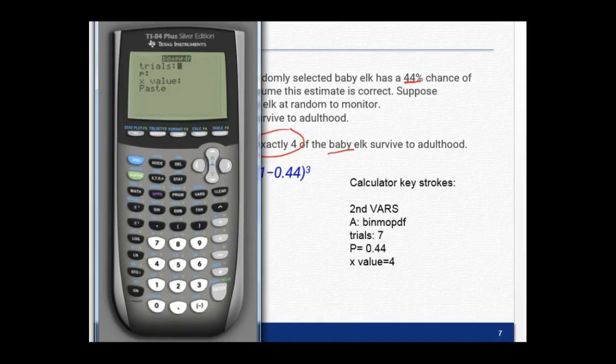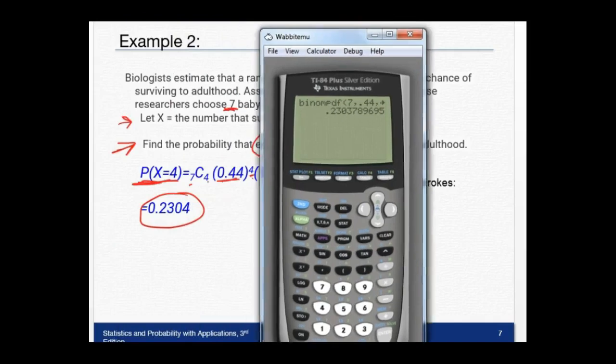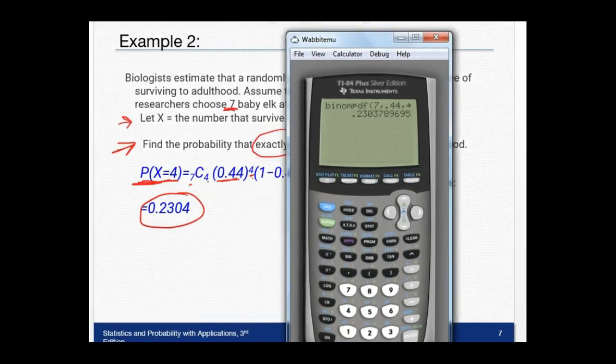Okay, A, binomial PDF. Hit enter, and it's going to ask you, okay, how many trials? Well, we chose 7 baby elk. P is for what's the probability. In this case, it's the probability of survival, so we put 0.44. X value is how many do we think will survive? Well, we're looking to see the probability that 4 survive. So we put a 4 there. Hit enter, enter, enter one more time, and there it is. There is our probability, 0.2304. Okay, that's where they got this value right here.